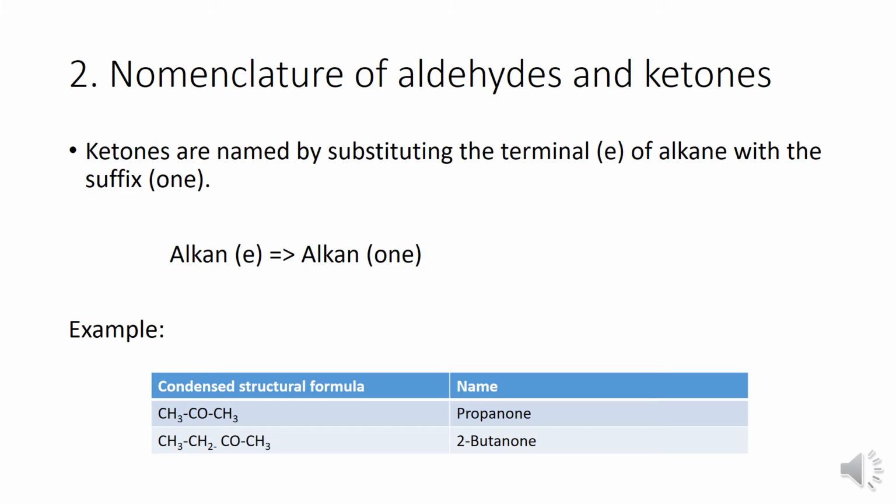Now, for N equal 4, the molecular formula is C4H8O. And how do you draw the condensed structural formula? It is CH3CH2COCH3. Here we put a number that represents the position of the carbonyl group. So the main chain consists of 4 carbon atoms, so we say 2-butanone. It means here the carbonyl group is on the second carbon atom.